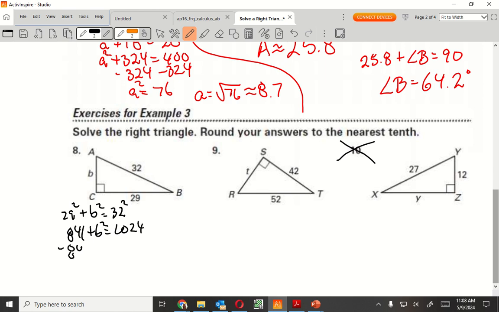Subtract 841 from both sides. So B squared is, what's 1024 minus 841? 183, thank you. And then we take the square root. So B is the square root of 183. B is going to be about 13.5. Thank you. So, we got that one.